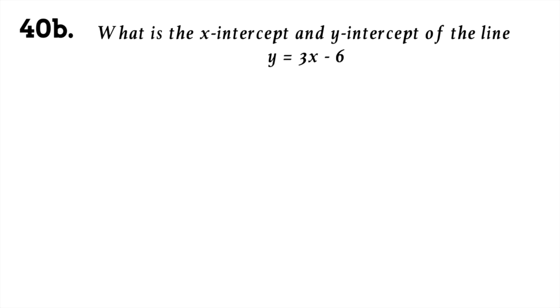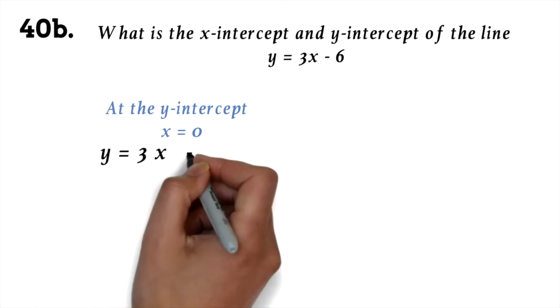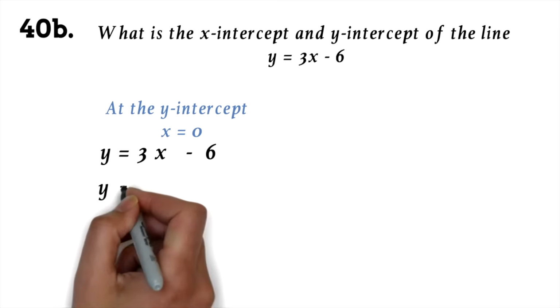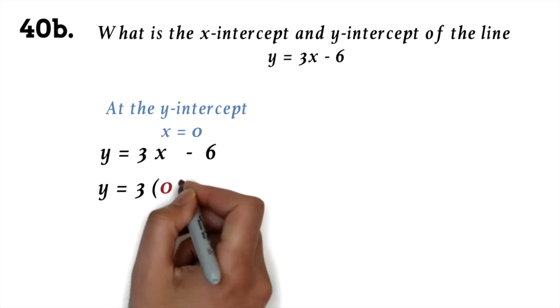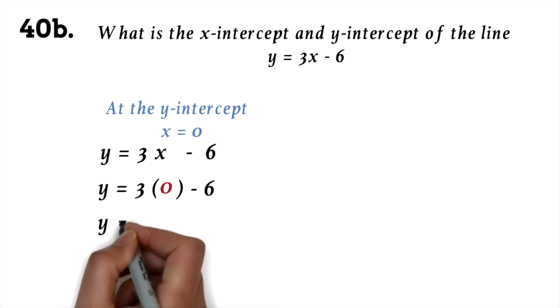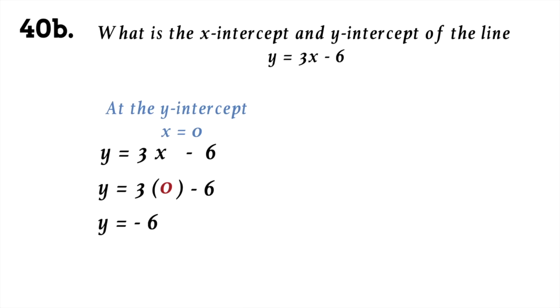What you need to know here is that at the y-intercept, the value of x is 0. So we can put 0 in place of x and find y. We have y equals 3 times 0 minus 6. This will give us -6 as our y-intercept.